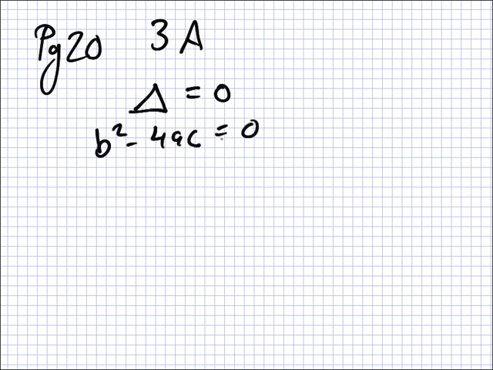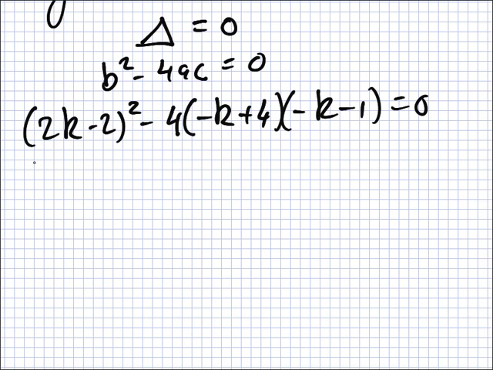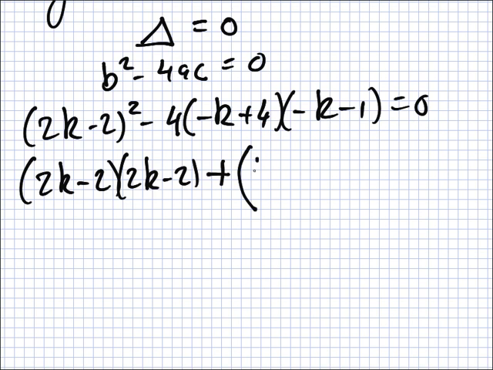So far, so good? Now look at the quadratic. What is the b in it? 2k minus 2, squared, minus 4. What's the a? Minus k plus 4. And then the c is minus k minus 1, equals 0. Please open the 4ac. I'll put the 4 in first, the order doesn't matter. So minus 4 times minus k, 4k. Minus 4 times plus 4, minus 16.